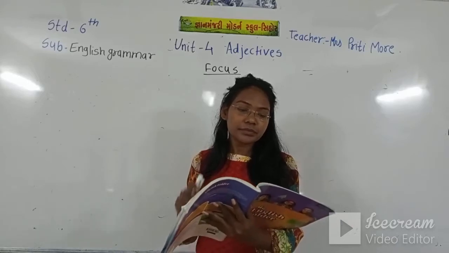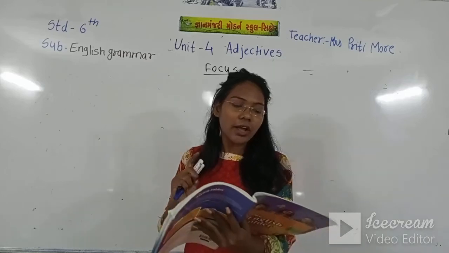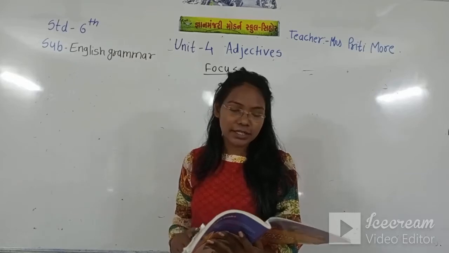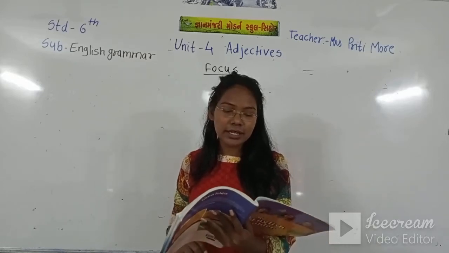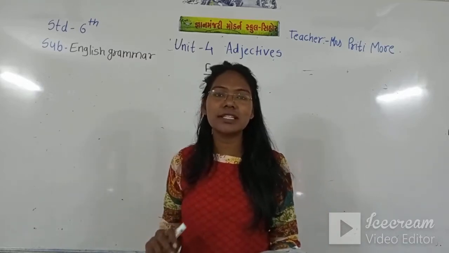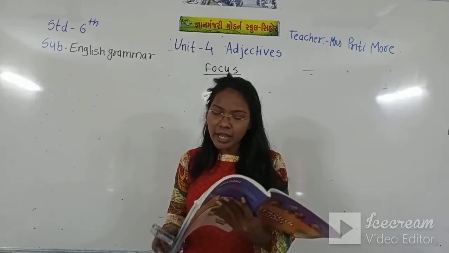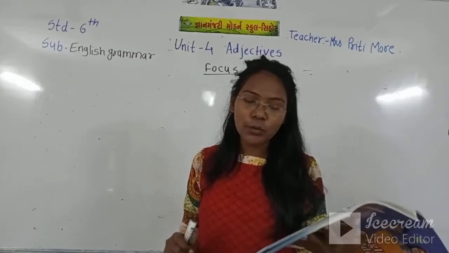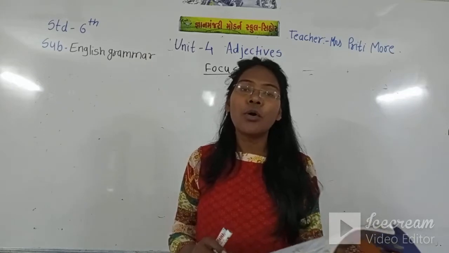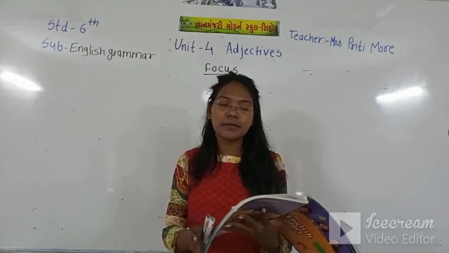And there are 6 types of adjective: qualitative adjective, quantitative adjective, adjective of number, demonstrative adjective, interrogative adjective, and possessive adjective. All these 6 types we have learned in detail in our last video. And how by adding a suffix to a noun we can make an adjective, this also we have seen. I had even given you homework to make adjectives by adding a suffix to the noun.